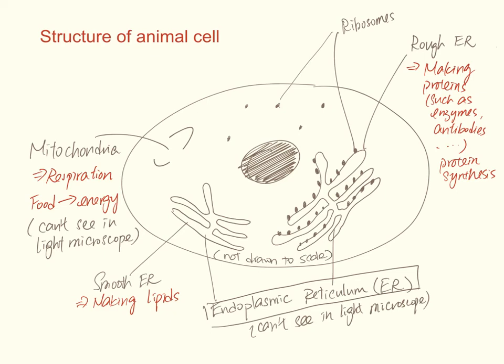Finally, inside some animal cells, sometimes there are these small sacs which are filled with fluid. They are called vacuoles. In animal cells, we don't have that many vacuoles, but in plant cells, they have a very big one that takes up the center of the cell.